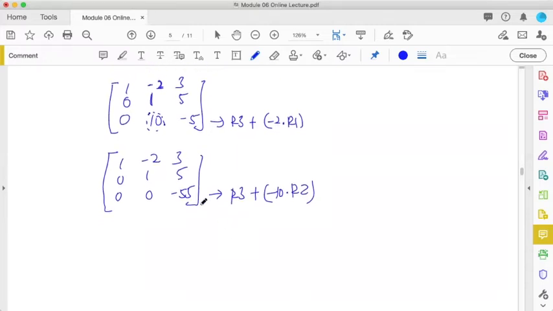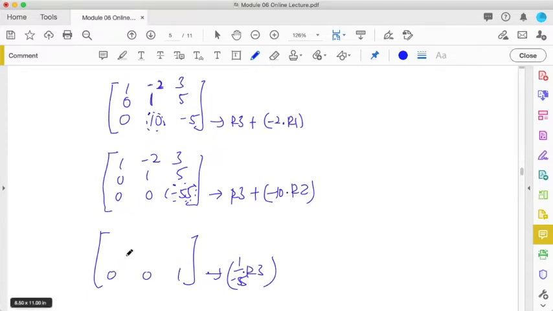And finally, we need to change this coefficient negative 55 to become 1. So to do that, we take row 3 and multiply it by 1 over negative 55. So we have 0, 0, 1. And for the row 2, just write it back. And for the row 1, just write it back.